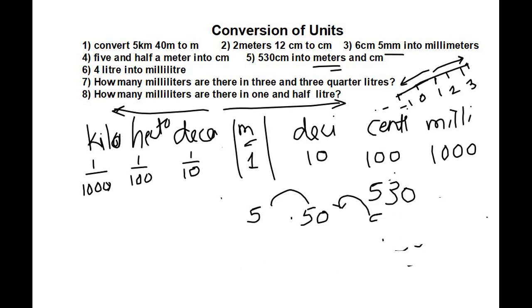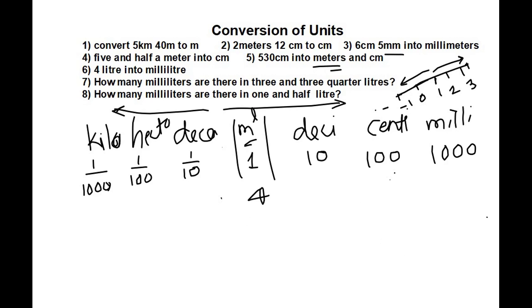So we can write 5 meter and 30 centimeter. Similarly, we can look at another example, which is 4 liter into milliliter. As I said, we need to have the basic conversion unit, which is meter, or this can also be liter. So 4 liter, which means 4 is here, and you need to convert it into milliliter. So again going into positive direction gives 40, 400 and 4000.